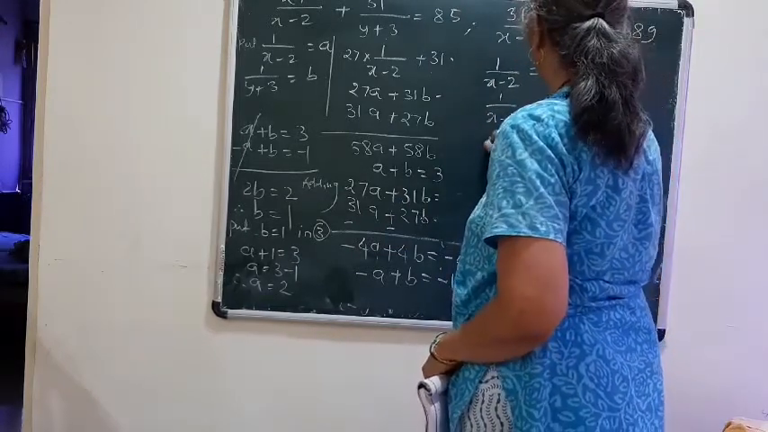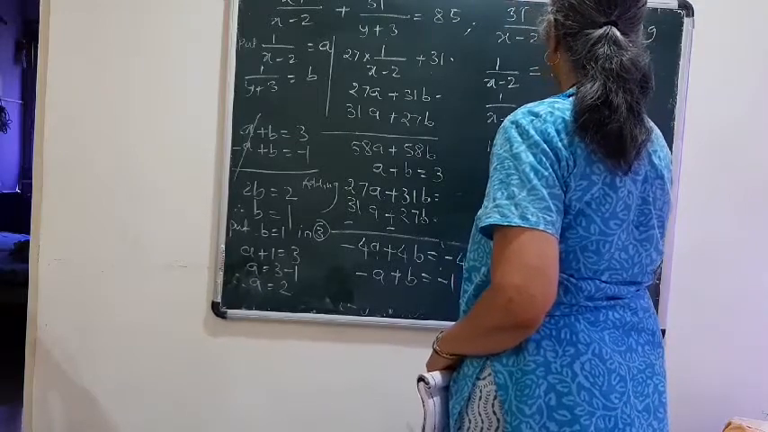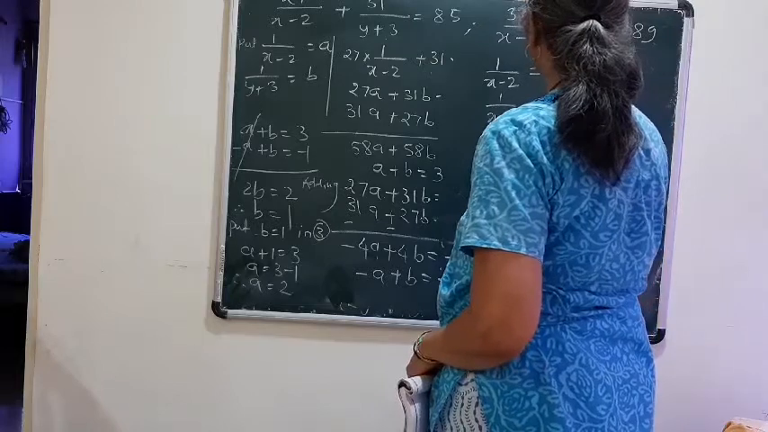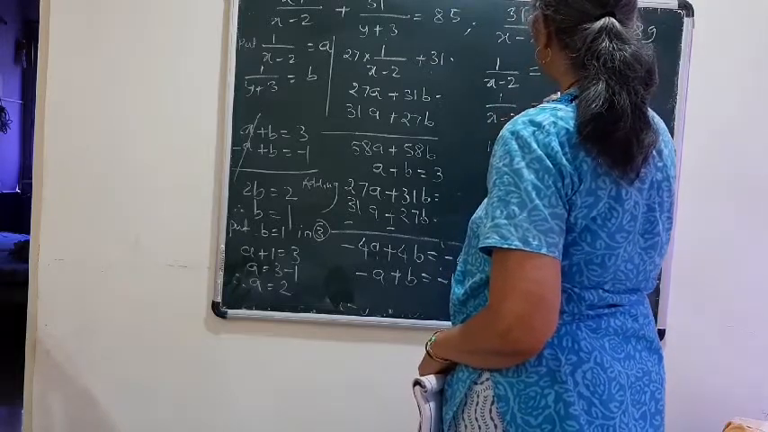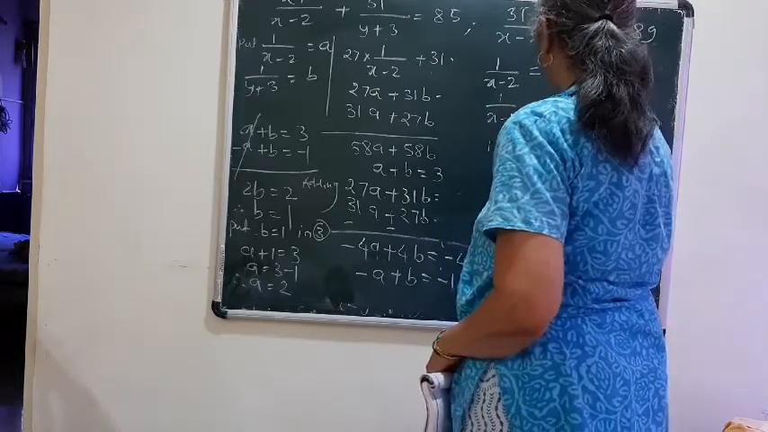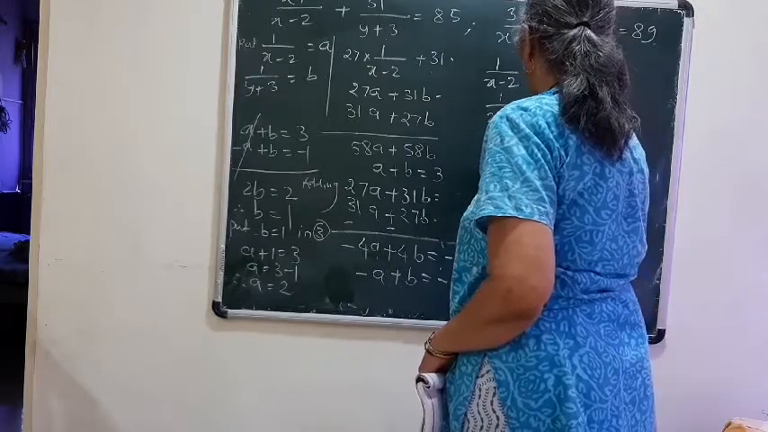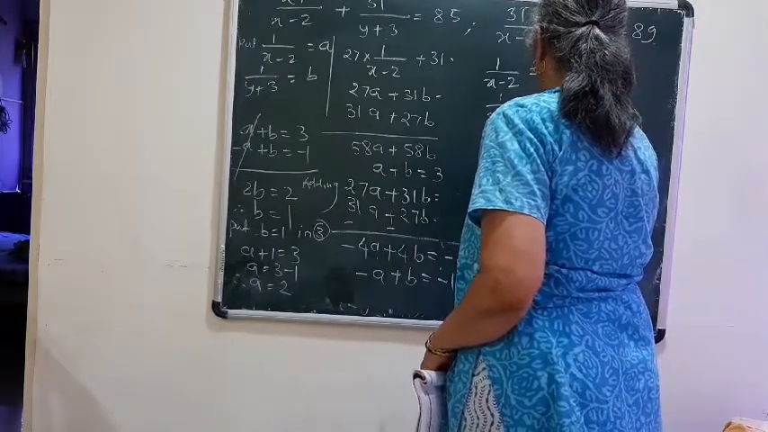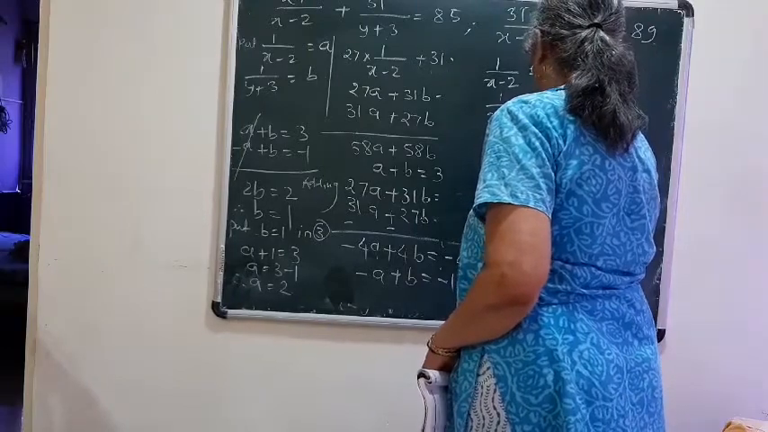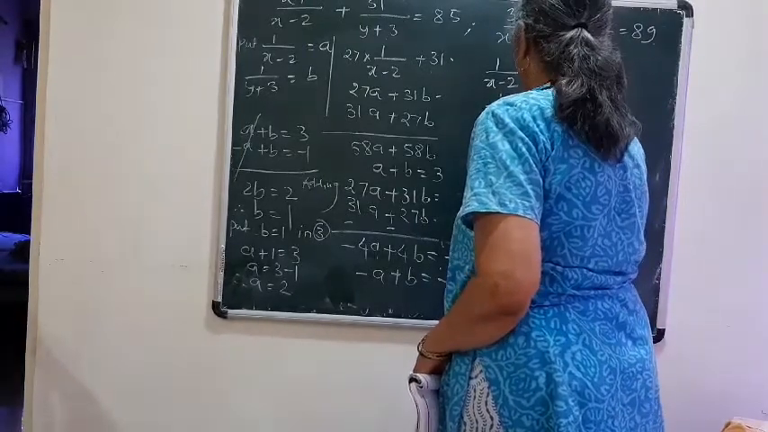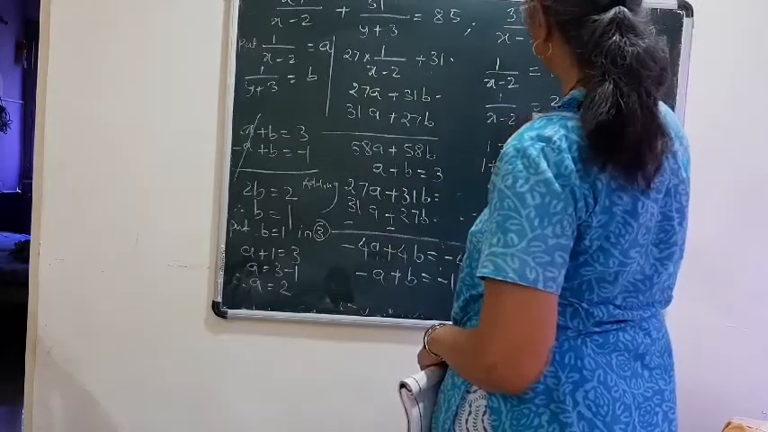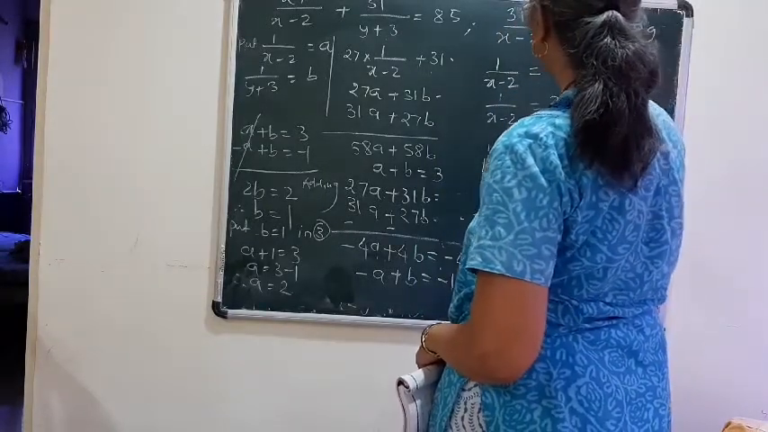So we have 1 equal to 2x minus 4. So cross multiplication I have done. 2x minus 4 equal to 1. So we have 1 plus 4 is equal to 2x. 5 equal to 2x. x is equal to 5 by 2. So that is how you are doing cross multiplication.